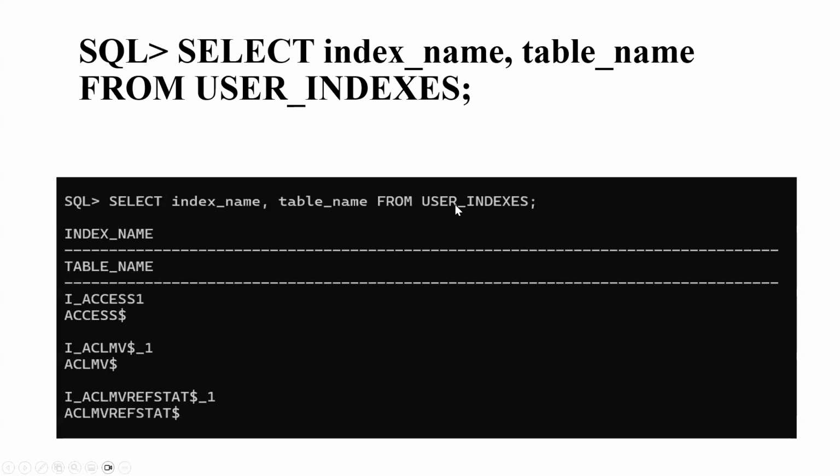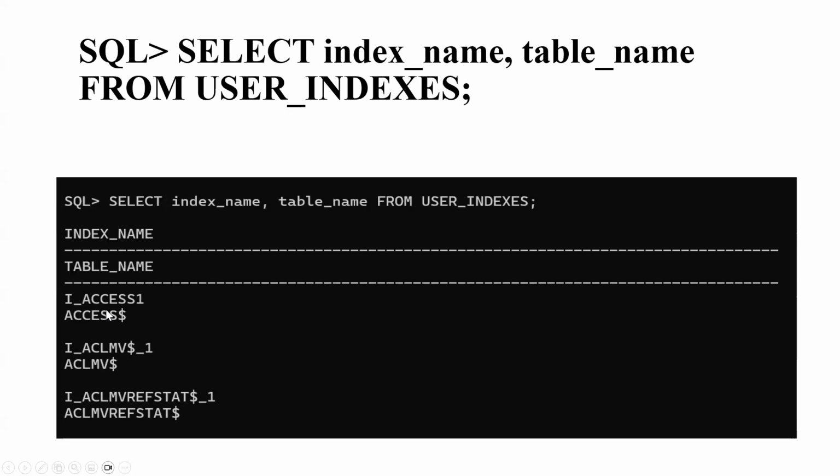The user indexes table is a table where all the indexes are stored. It has different fields. We want to see the index name and its corresponding table name on which this index has been created. So we need to write select index name comma table name from user indexes. It will give all the index names and the table names. You see the index name and the table name.